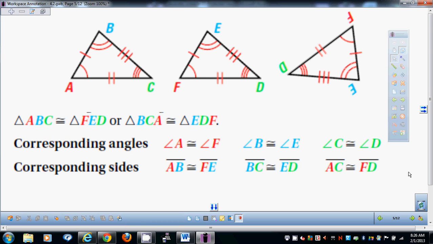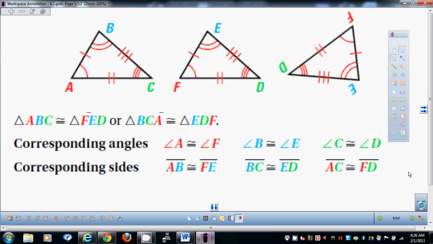A, B, C is not congruent to E, F, D, or D, E, F. It has to be F, E, D. The order has to match up with the corresponding pieces in order for your congruent statement to be accurate. Raise your hand if you have a question on that.